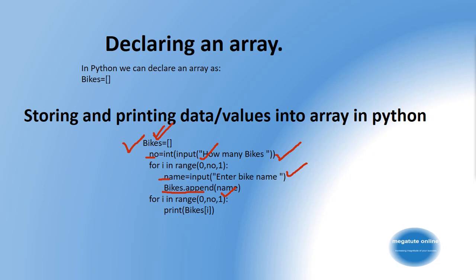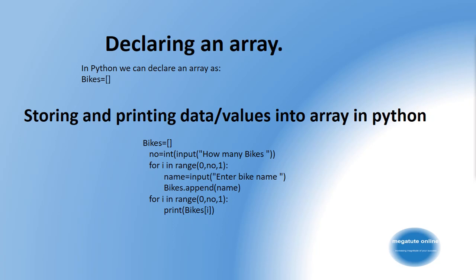And now if we have to print it, we'll run the same loop again, for I in range 0, no, and print bikes I. Okay. So here the first value of I is going to be 0. So this will point to bike 0, that means the first element of the array bike list. When the value of I will increase by 1, it will become 1. So that means it will print the next element, that is the 1st element of the list, and so on it goes, right?